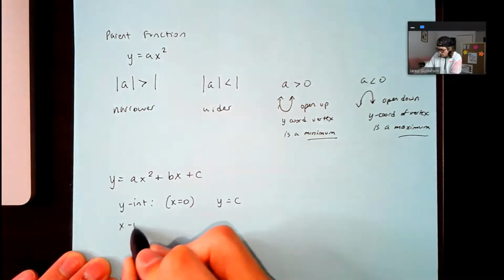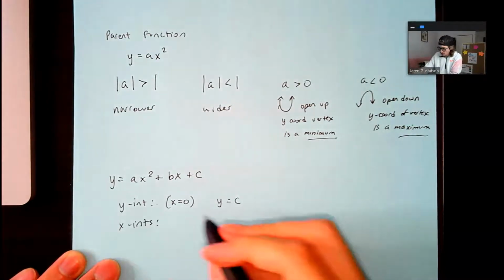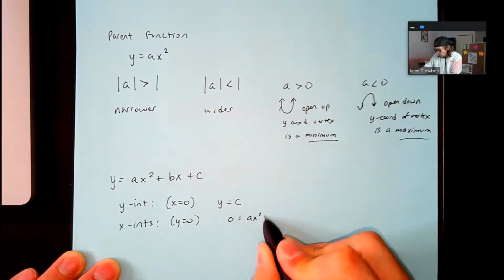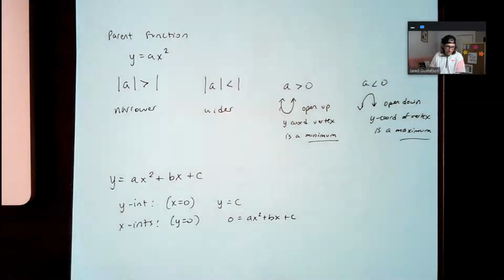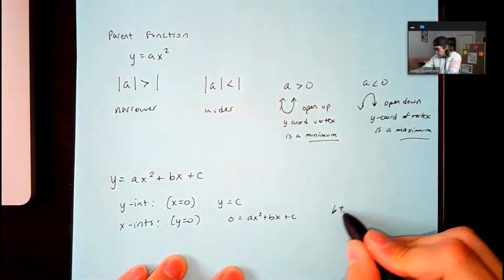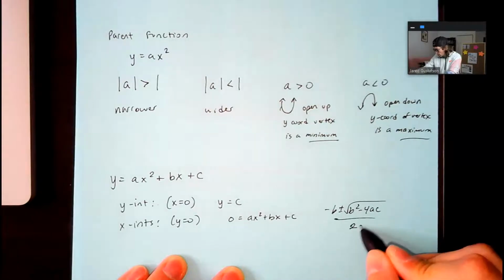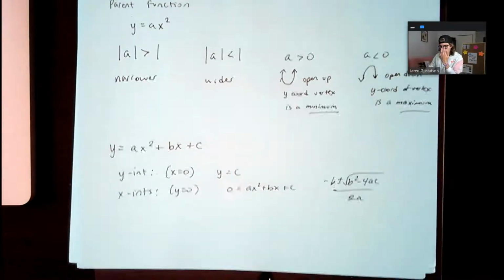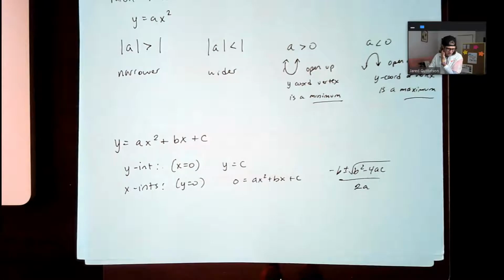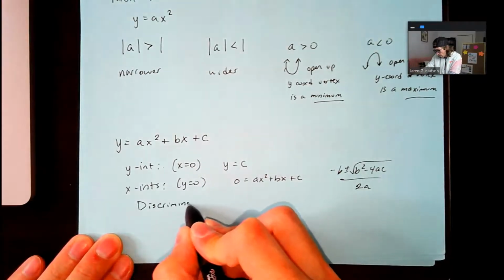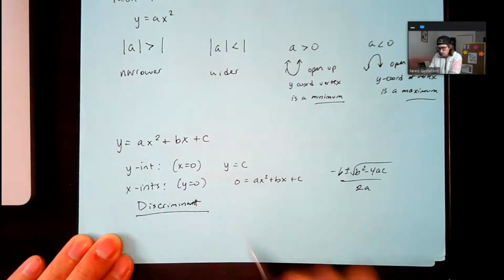Then how do we find our x-intercepts? That's when y equals 0. So we'd have 0 equals ax squared plus bx plus c. Got a couple options. Factoring if it's factorable. Quadratic formula. I hope we all have that one down. I'm not going to say it out loud, but I will write it. And then let's talk about the discriminant. Man, that was written poorly.